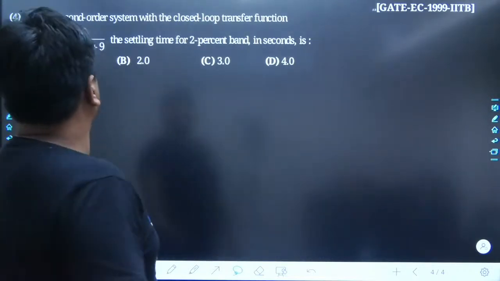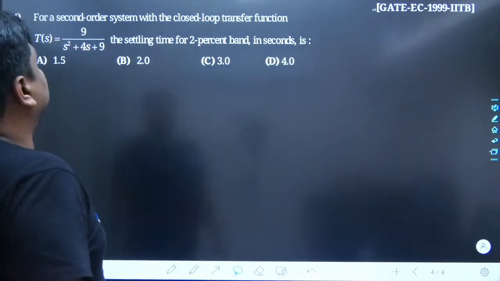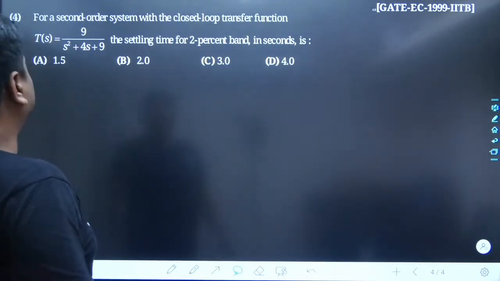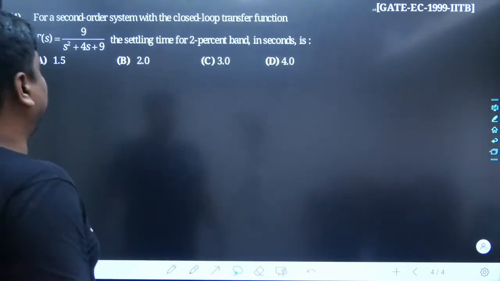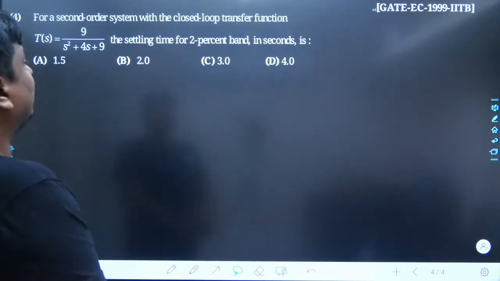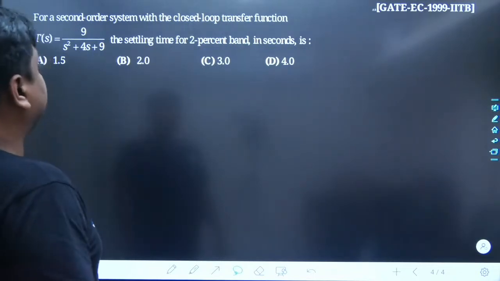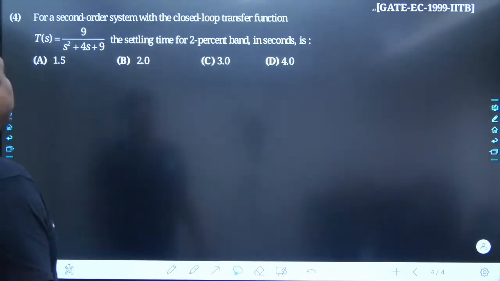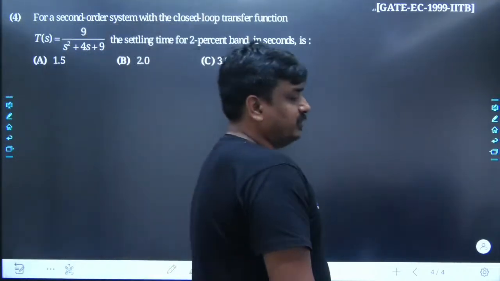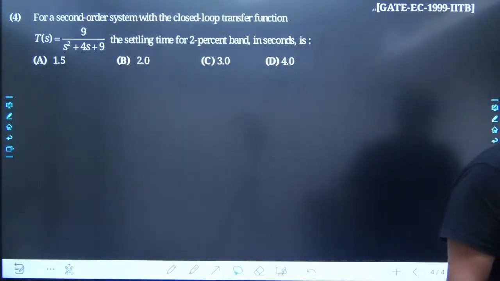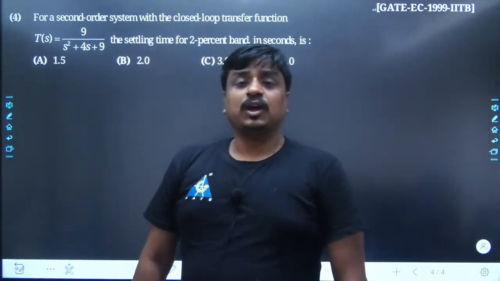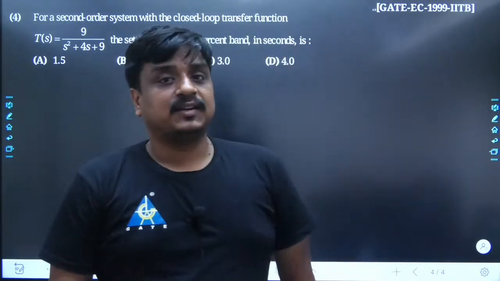The problem states, for a second order system with the closed loop transfer function T of s equal to 9 divided by s square plus 4s plus 9, the settling time for the 2% band in seconds is, the 4 different options were attached along with this problem: 1.5, 2.0, 3.0, 4.0. Tell me what would be the best most answer for this given problem. What does it mean by the settling time? The settling time is the time taken by the system to get settled down to its steady state value.